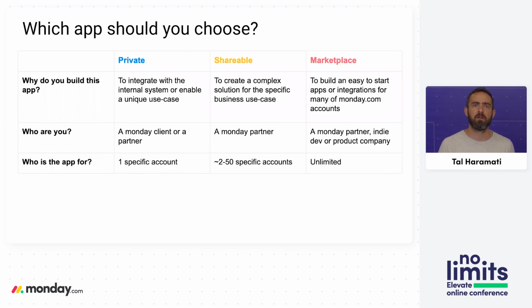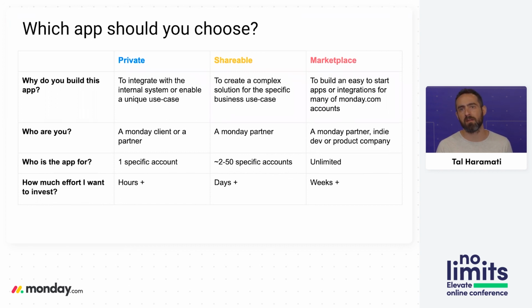The next question will be who is the app for? By definition, private apps are for a specific single Monday account. Shareable apps are typically built for serving dozens of Monday accounts. Marketplace apps that are exposed to the entire Monday user base will usually be relevant for at least hundreds of Monday accounts. The last question is how much effort I want to invest.